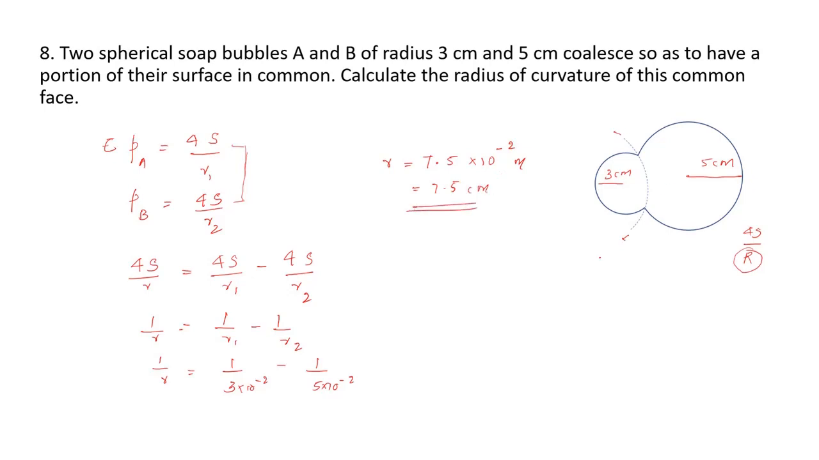So, the new surface formed will have a radius greater than both the bubbles. It is greater than 5 centimeter and 3 centimeter. It is 7.5 centimeter.